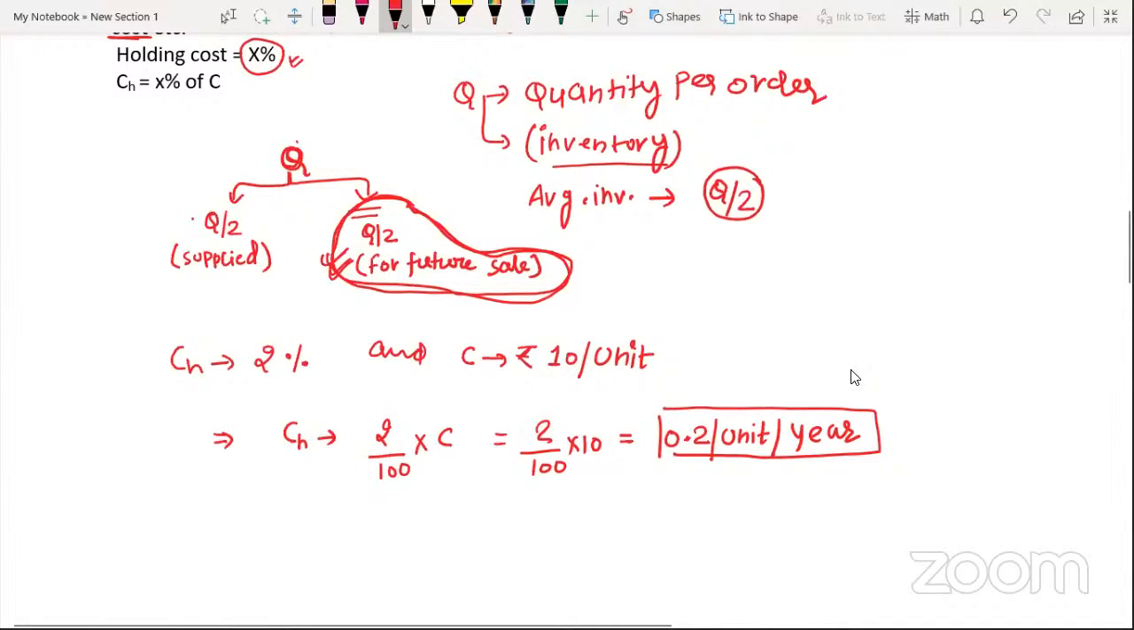Whenever you find this type of problem, where ch is written in terms of percentage, ch is always going to be X percent of C here. If holding cost is given in percentage, then convert it into X percent of unit cost. This is C. C means cost per unit. So why is it like this?